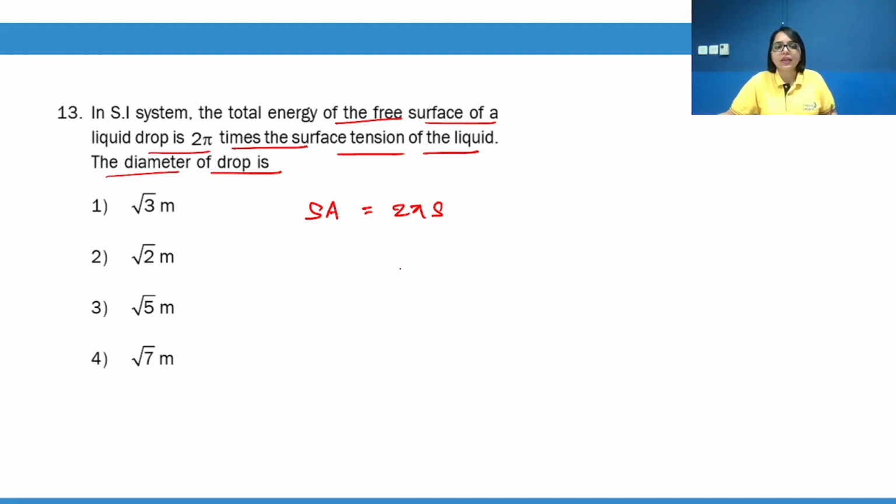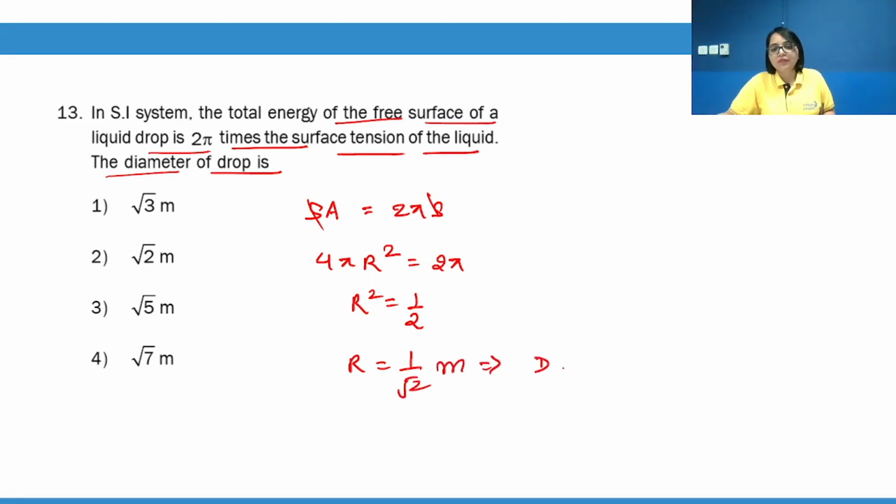So surface area over here will be 2 pi. Surface area is nothing but 4 pi r square, and it is equal to 2 pi, right? So basically r square will be 1 by 2. So r will be 1 by root 2 meter. Diameter will be 2 times radius. So it will be 2 times 1 by root 2 meter. So it is root 2 meter, which is option 2. So correct answer is option 2, root 2 meter.